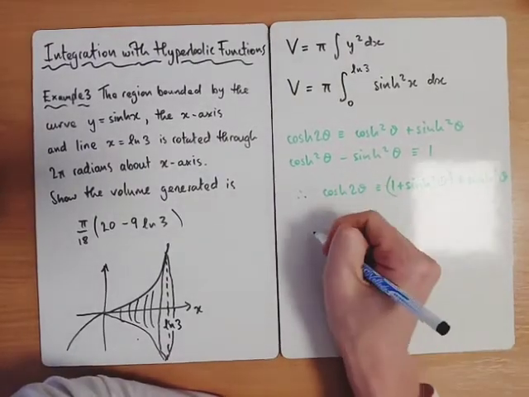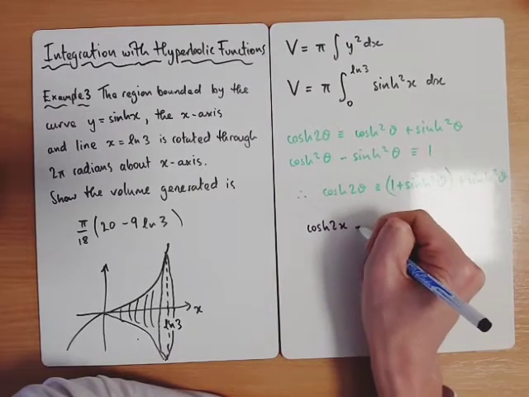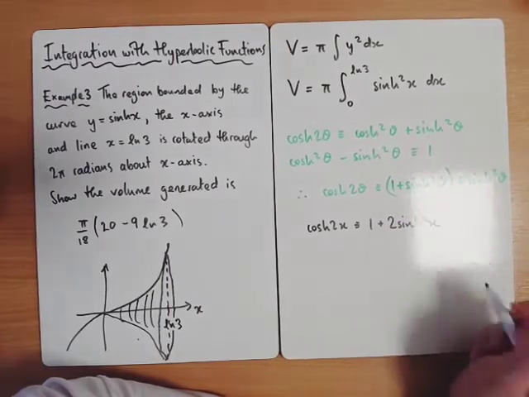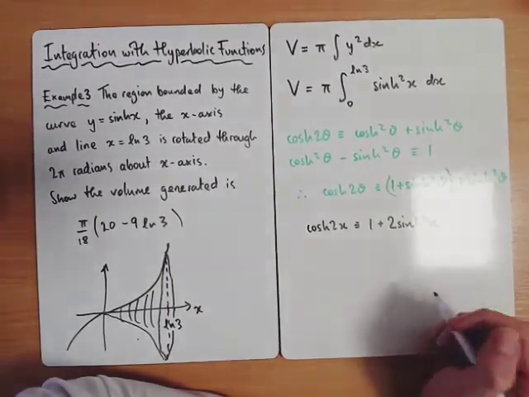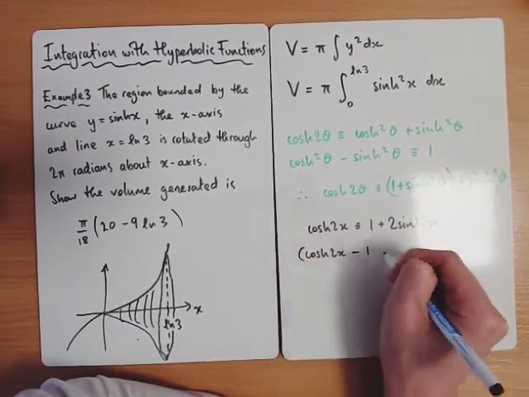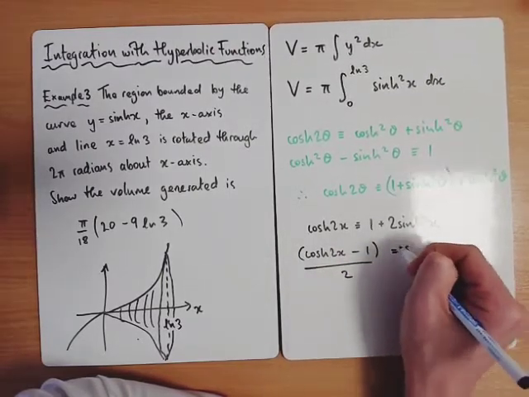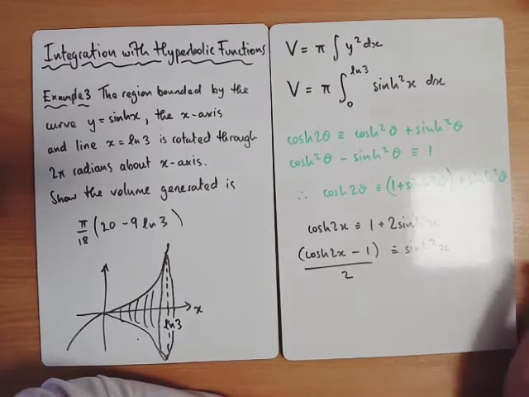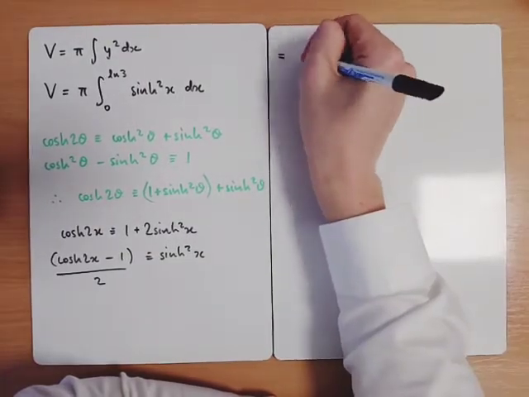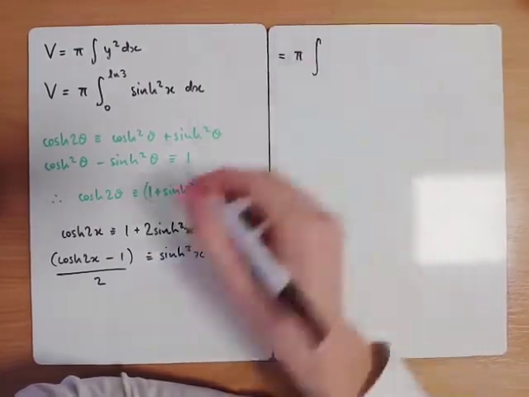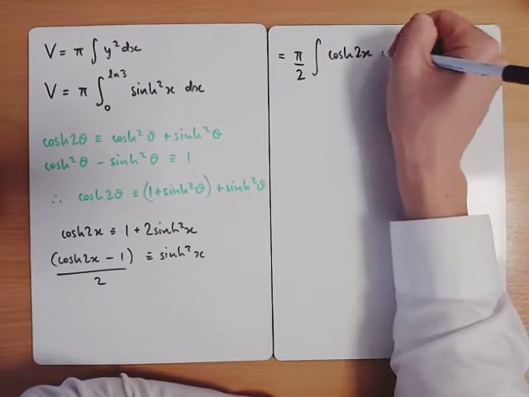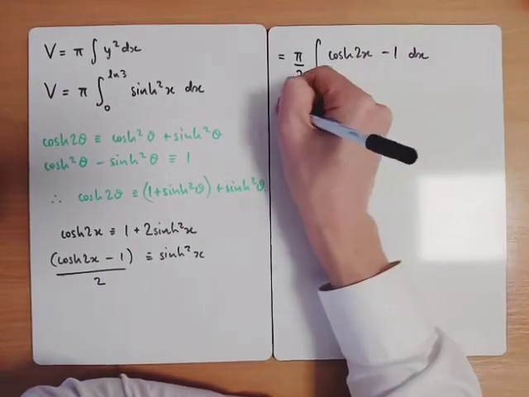In other words, cosh 2x is the same as 1 plus 2 sinh squared x, and this is going to allow us to rearrange to integrate. We could write it as cosh 2x minus 1 all divided by 2, and that's going to be what we can integrate. Take the half outside, and then we're trying to integrate cosh 2x minus 1 with respect to x.